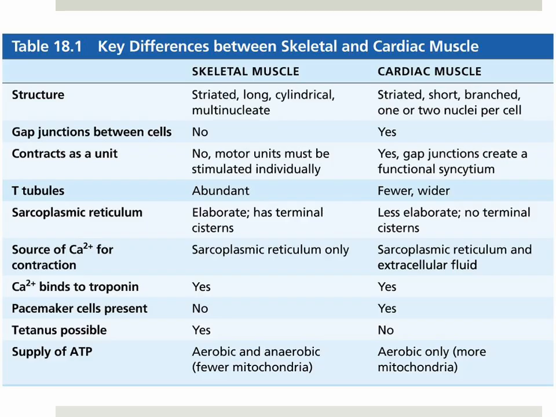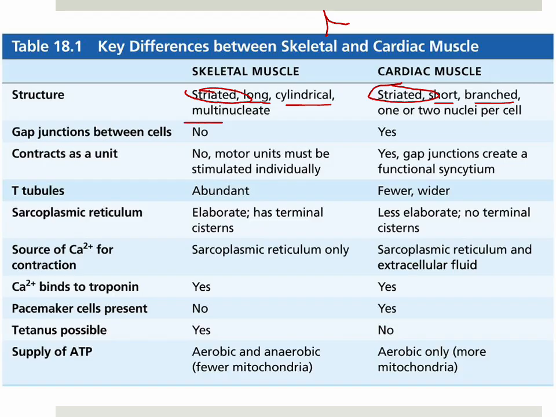Okay, so here we're seeing the differences between skeletal muscle and cardiac muscle. As we were talking, they're similar, but they're not the same. So they are both striated. And that's what you'll hear called striated muscle. Skeletal muscle is long and cylindrical, but cardiac muscle is short and branched. As we were saying, it looks like pants. They kind of branch like that.